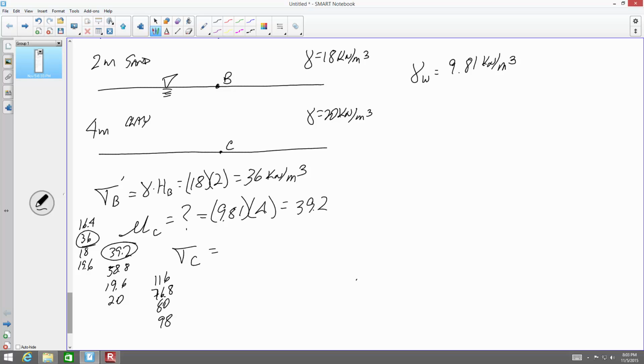Gamma 1, H1: 18 times 2, plus 20 minus 9.81, 20 minus 9.81 times 4. And 11. So you are looking at 76.8.